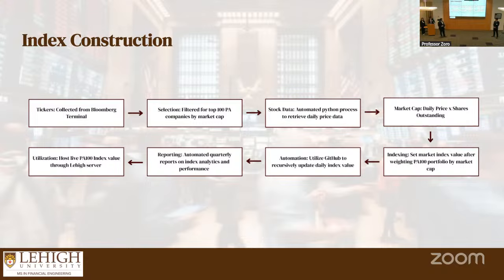From there, we also automated quarterly reports on index analytics and performance. We are doing the same thing where we're implementing a GitHub cron job, and this way we could have it run, say, every month, every 3 months, semi-annually or annually. And we'll see some of those new analytics on the future slides. And lastly, we host it live on the PA100 server, and that's on our website, which you could search. If you type in PA100, it'll pop up right there at the top.